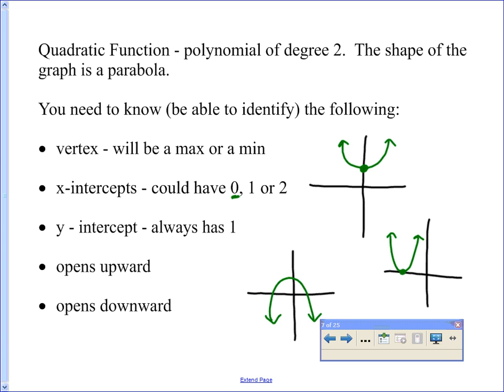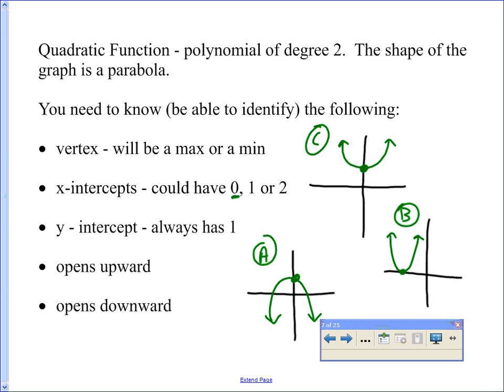That's going to be when the vertex is the x-intercept. The y-intercept, it always has one y-intercept. So in this case, this is the y-intercept. It's just where it hits the y-axis. In this case, let's call this one B here. B is going to happen further up the y-axis. And then up here in C, the vertex would be the y-intercept.